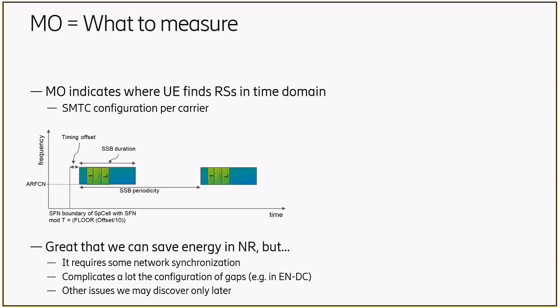I personally don't really know how challenging this could be implementation-wise, but I hope you people are solving that. But what I could say, it is more complicated than LTE for sure, and it complicates quite a lot the configuration of gaps, because then there has to be some coordination. The gaps is basically the time domain where the UE needs to not transmit data to measure and so on. And there may be other issues that we may discover later when this gets implemented.